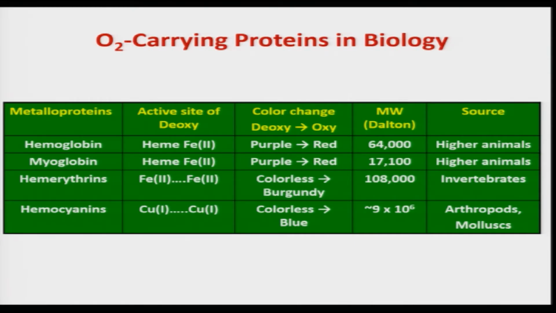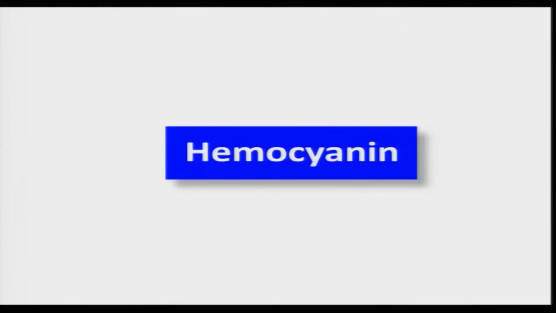Hemocyanin, however, is a copper containing protein. So, a 2 copper center is present here, we will discuss in detail, and the color changes from colorless to blue from deoxy to oxy form, with a very large molecular weight around 9 into 10 to the power 6 Dalton. Arthropods have hemocyanin in their body. So, let us first talk about hemocyanin.